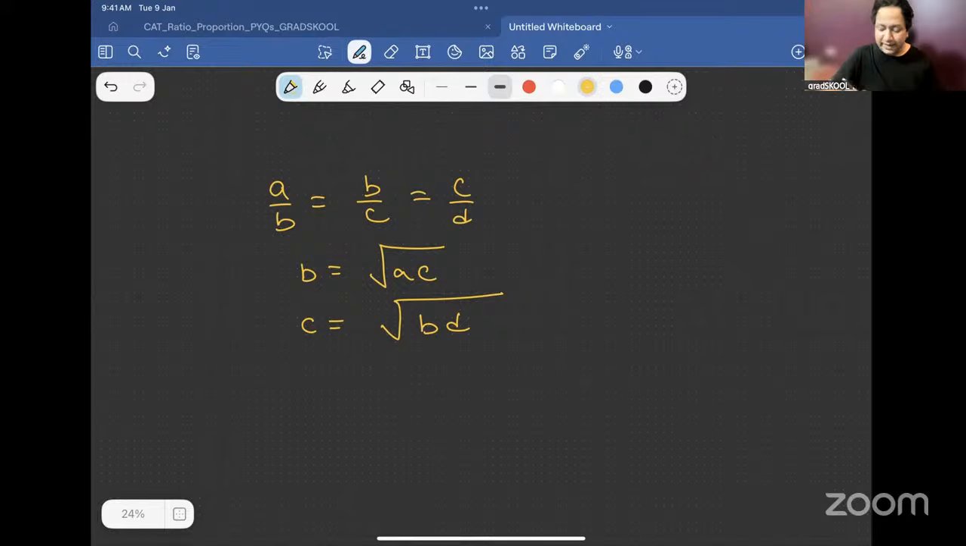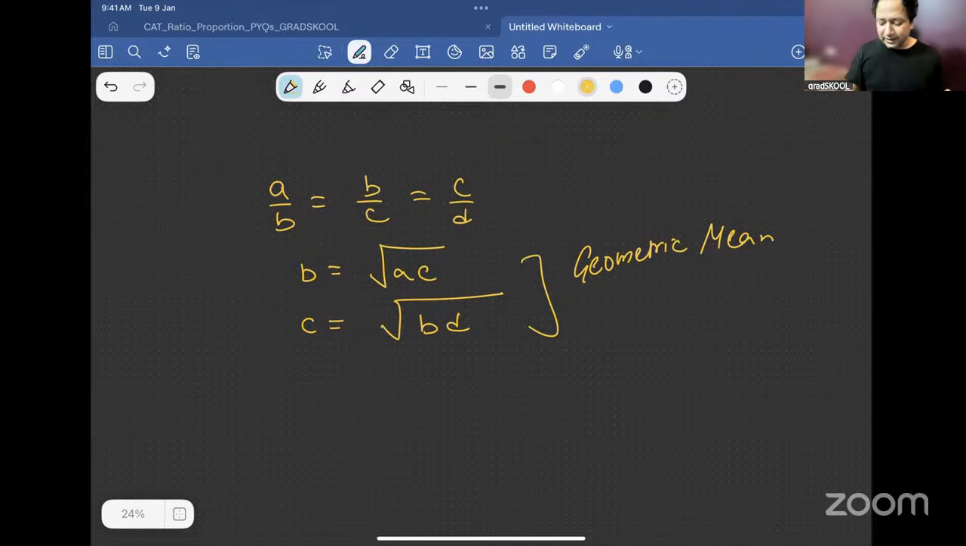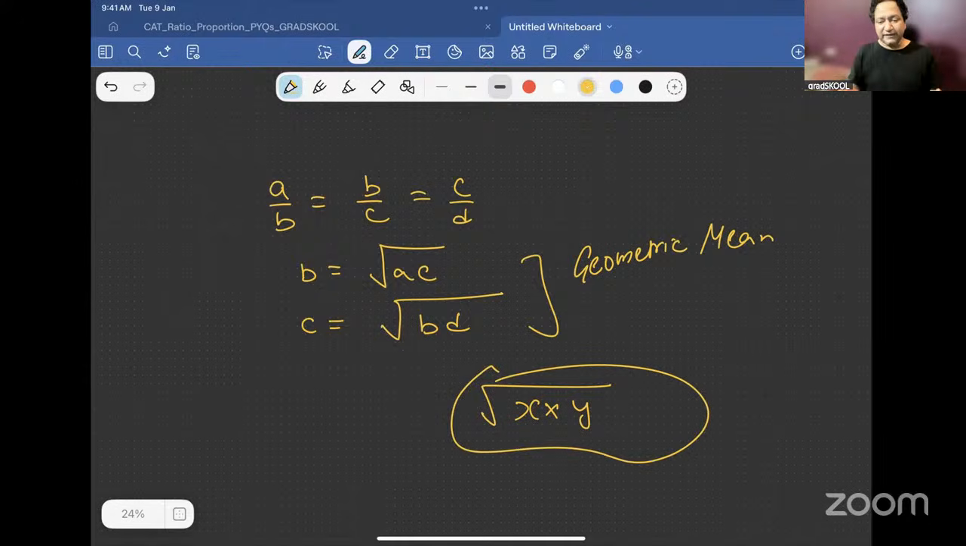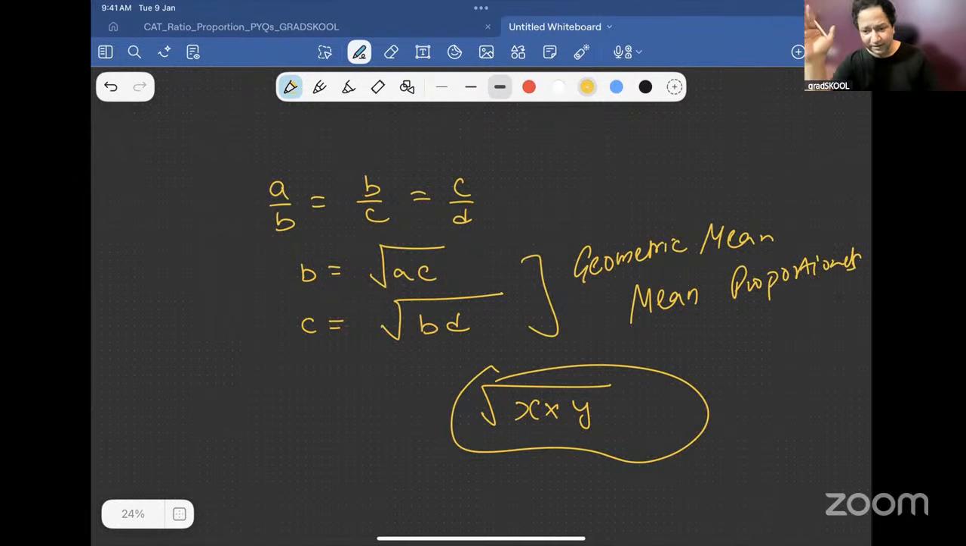Is that clear, everyone? And in algebra, we call such values as geometric mean. So what exactly is geometric mean? Let's say I have two values, x and y. I multiply them and take their square root. That is the geometric mean, nothing else. So in algebra, what we call as geometric mean, in the case of ratios, we call them mean proportionals. Is that understood, everyone? So we won't be discussing the geometric mean here because that is not relevant to today's session. What is relevant is mean proportionals. You'll be seeing something like this again in algebra when I'll be discussing the geometric means.